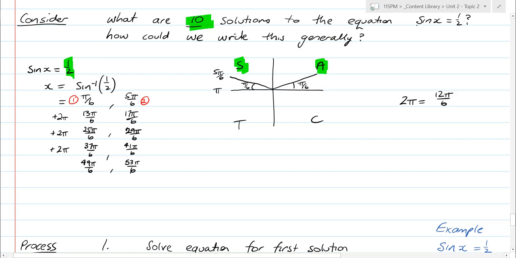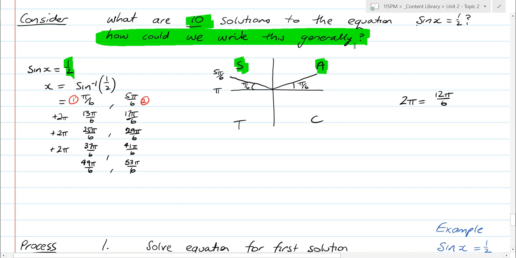But the question goes on further to ask me, how could we write this generally? So that's my question to you. The system is we find our first solution using our calculators or using exact values. We find our second solution using the unit circle, and then we find any other subsequent solutions by adding or subtracting 2 pi. How do we write that generally? I'll start with this.